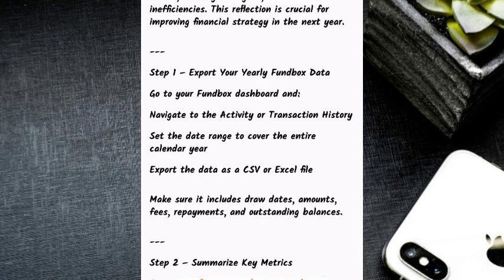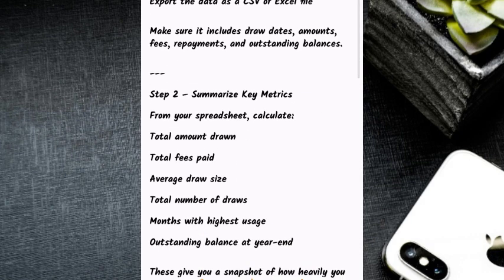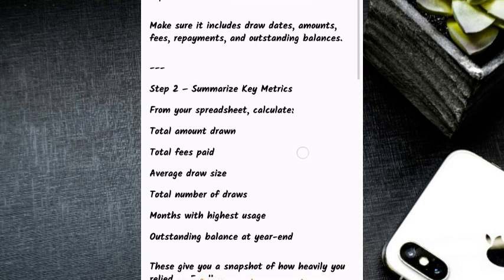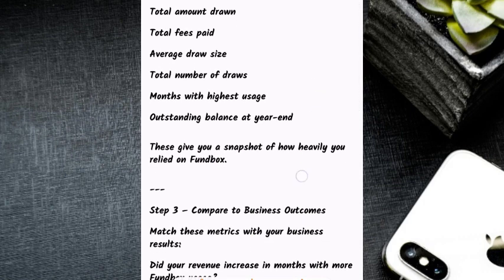Step 2 is going to be to summarize key metrics. Now from your spreadsheet, you want to calculate total amount that's drawn, total fees paid, average draw size, total number of draws, months with highest usage, and of course outstanding balance at year end. These give you a snapshot of how heavily you relied on Fundbox.